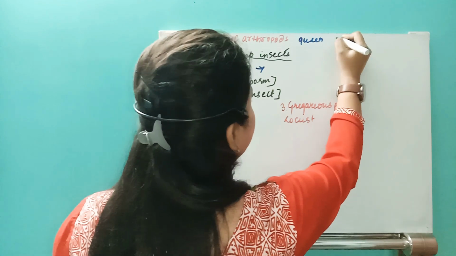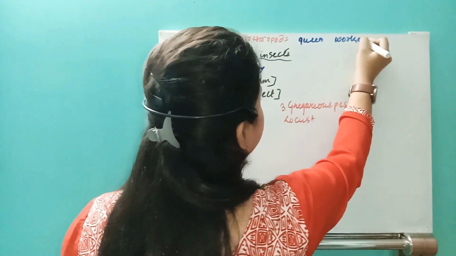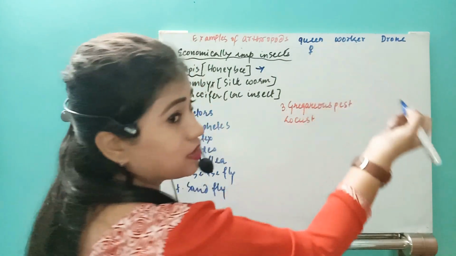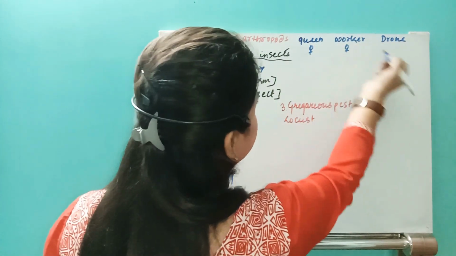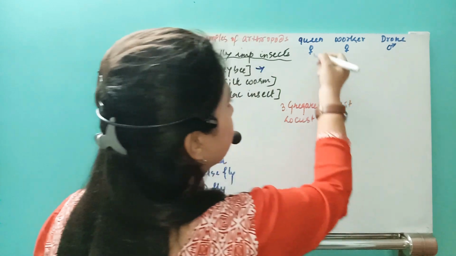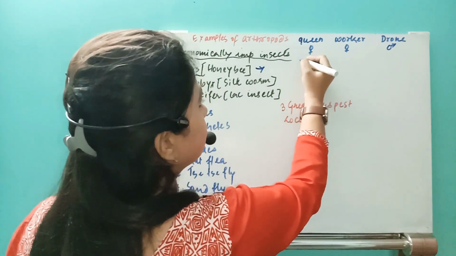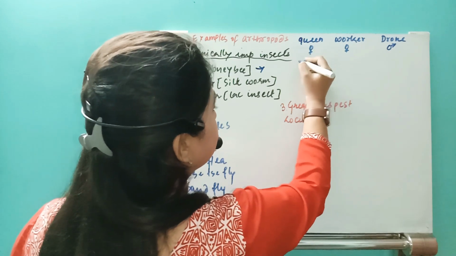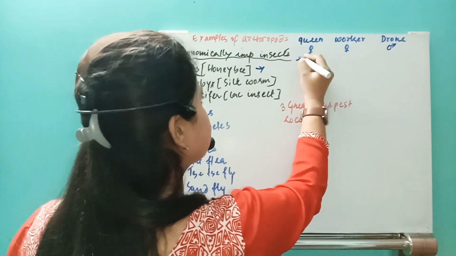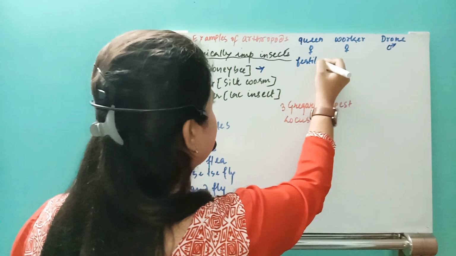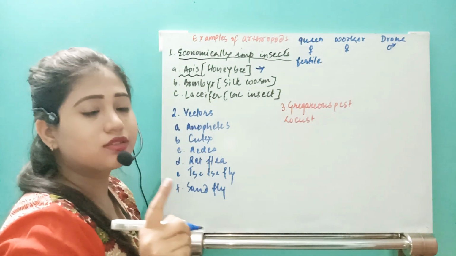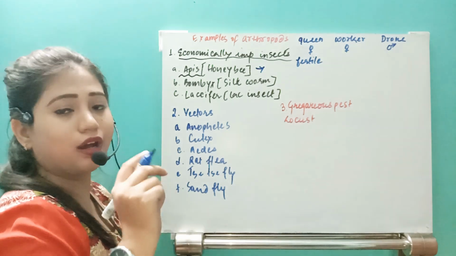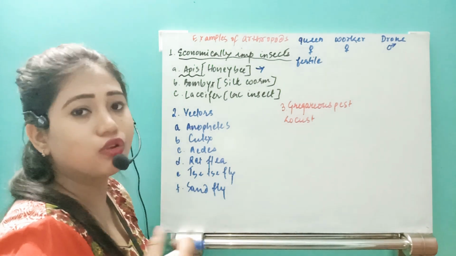Okay, second one is worker, and the third one is drone. Queen is female, obviously. Workers are also female, and drones are male. The queen is the fertile female, which means the queen is the only female who can undergo reproduction.